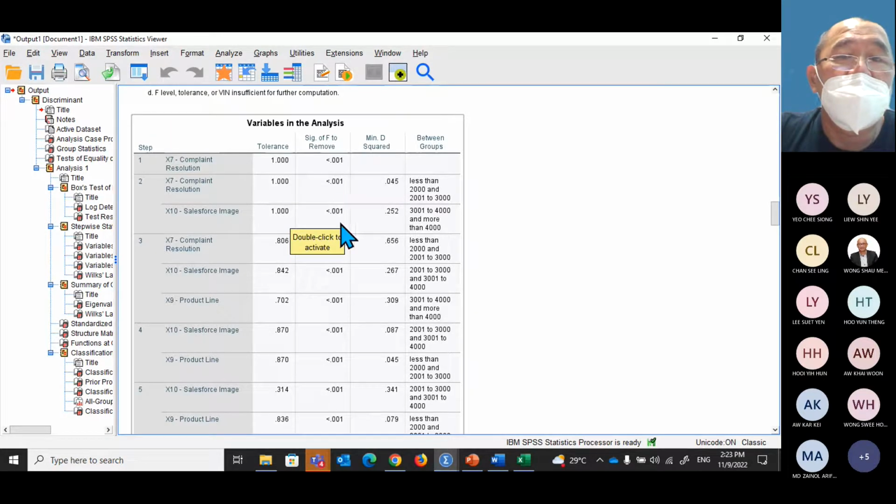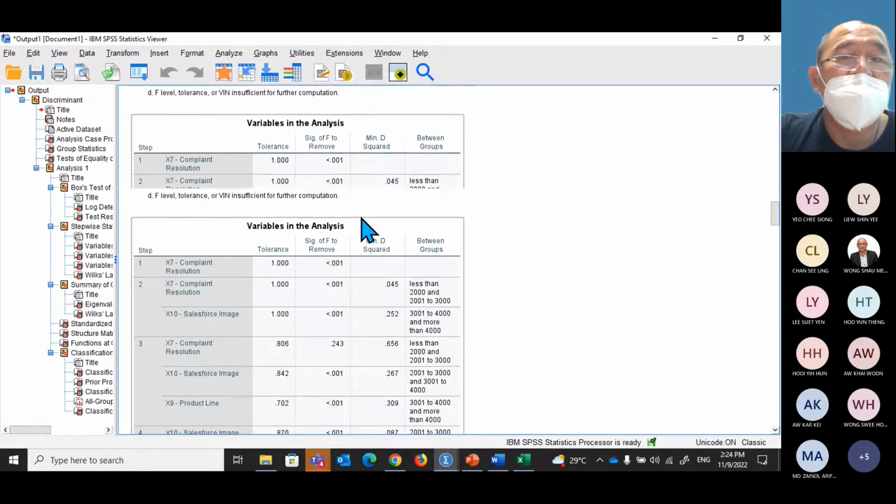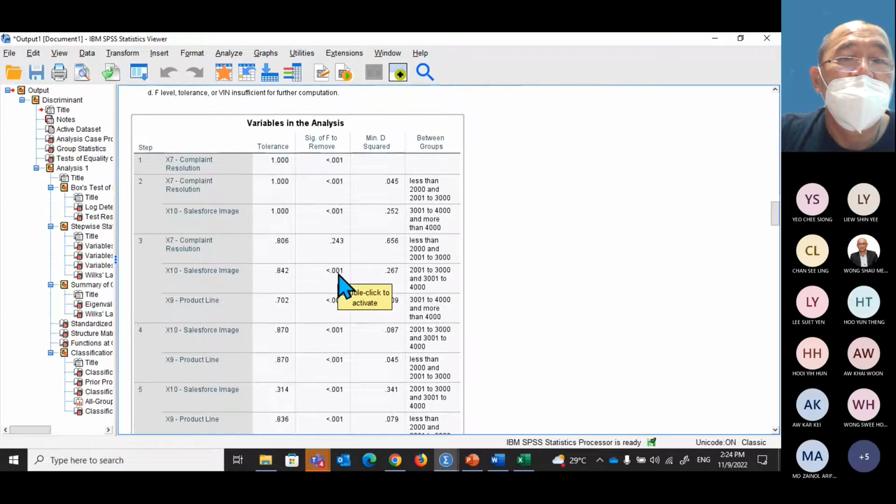And then model 2 they include 2. Here they compare the two groups less than 2,000 and also 2,000 until 3,000. I think my mistake. They should actually consider the minimum D square, not the maximum. Until here they may remove or maybe enter it. So finally we get this model. All are significant, the F all significant.